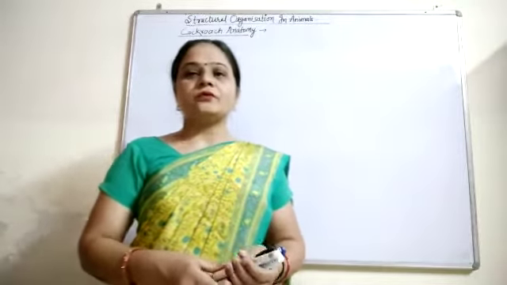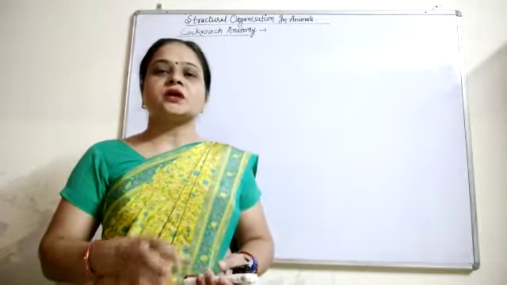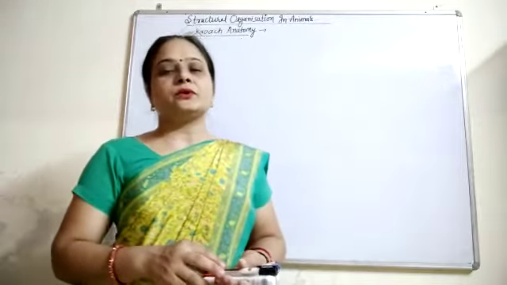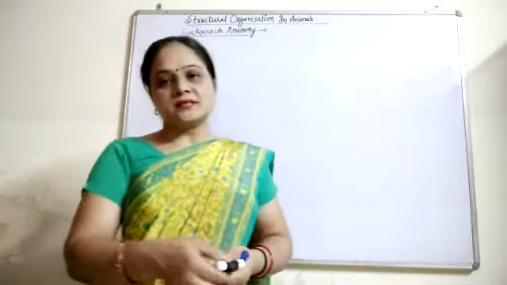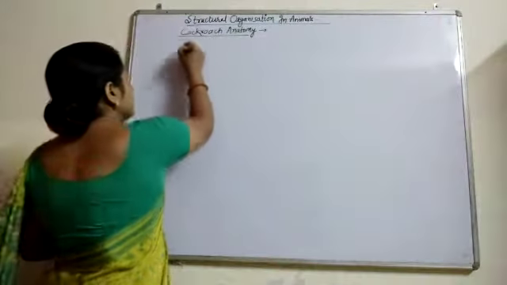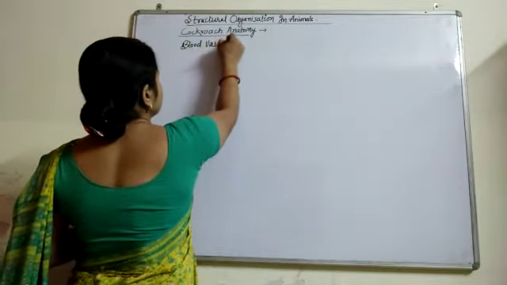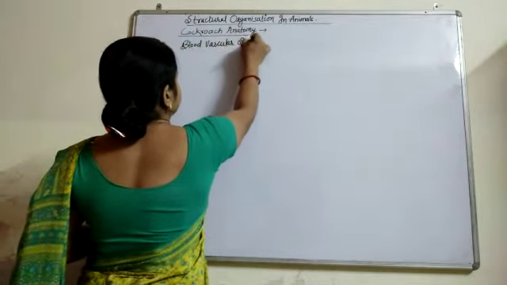In this video, we will study cockroach anatomy, second part, that is the circulatory system, or you can say the blood vascular system. Now let me start. Blood vascular system.